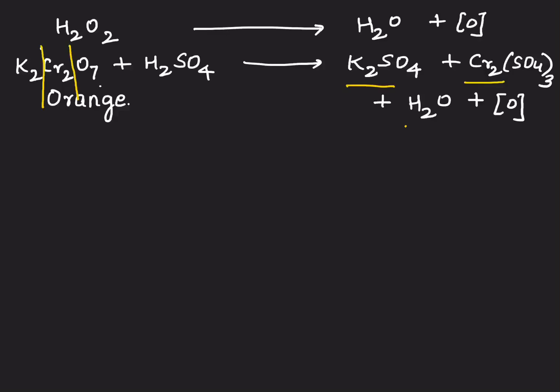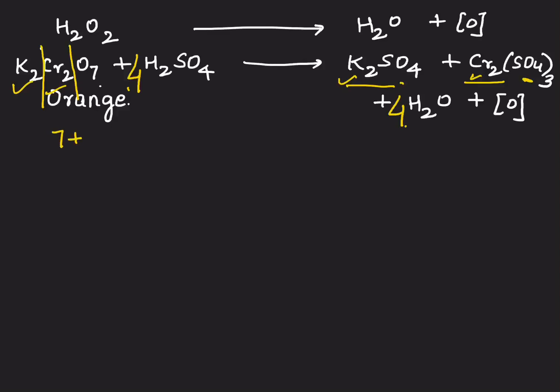Again, the task for us is to balance this equation. Potassium 2, potassium 2, yes. Chromium 2, chromium 2, perfect. Sulfate, 3 of sulfate and 1 more of sulfate gives us 4 of sulfate. So we need to make 4. Now, next step is to check out the hydrogen. We've got 4 times 2, 8 hydrogen. Whereas on the product side, we've got only 2. So let's make that also as 8. Let's check out the oxygen.